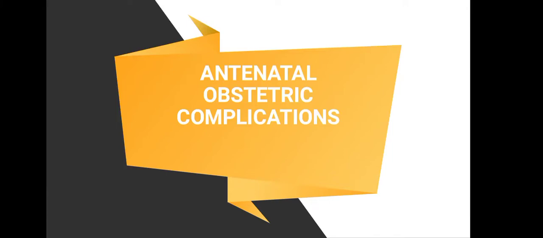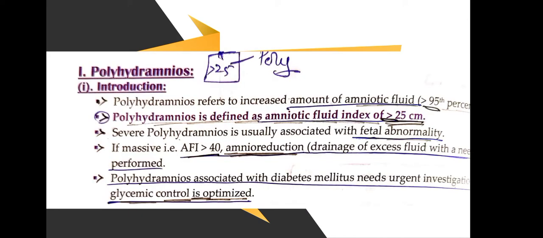Okay, welcome everyone. So the topic is antenatal obstetric complications. The word antenatal means before birth of the baby. What obstetric complications can develop, like polyhydramnios, oligohydramnios, and pulmonary thromboembolism. There are a lot of multiple complications which can develop in the antenatal period. So in this lecture, we will look at those complications of antenatal.